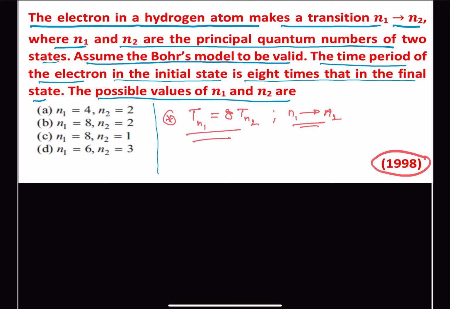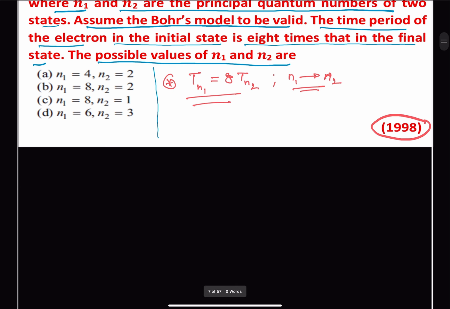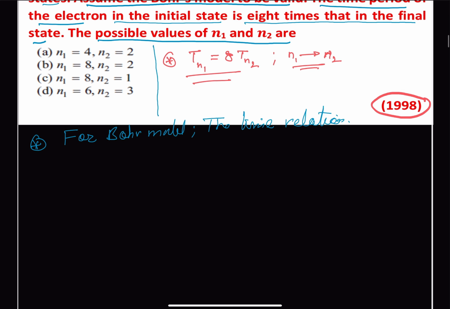And it says that Bohr model is valid. So we can write that for Bohr model, we can write the time period relation. It gives us that for the nth state, the time period Tn is proportional to the cube of that state.